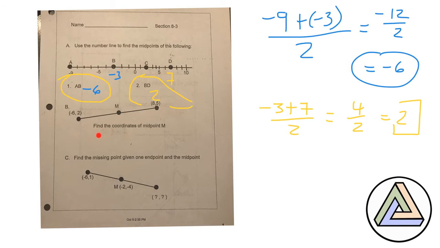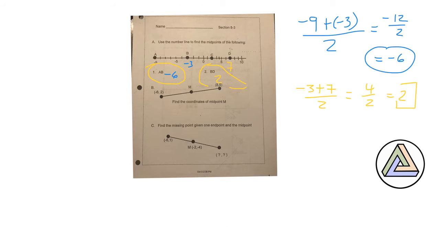So looking at this one, find the coordinates of midpoint M. Same deal, believe it or not, except now it's at a slant. All right. So if it's at a slant, then it's a little bit more complicated where you're going to have to bust out the actual midpoint formula. The actual midpoint formula will be required for this one. So what is the midpoint formula?